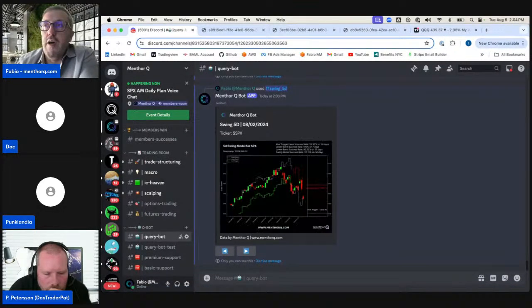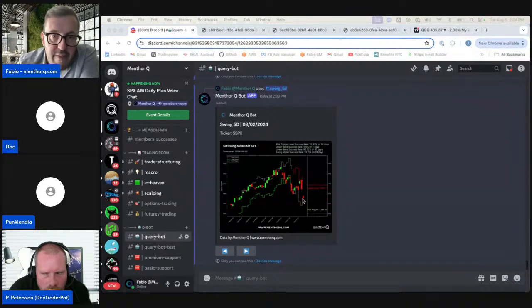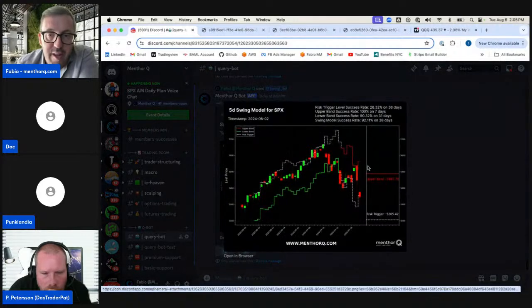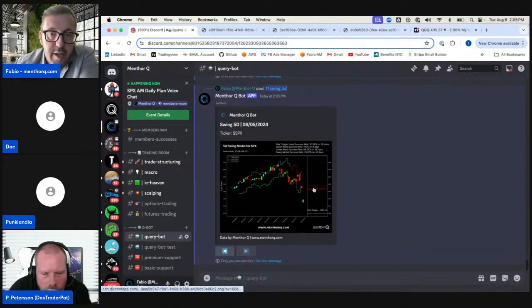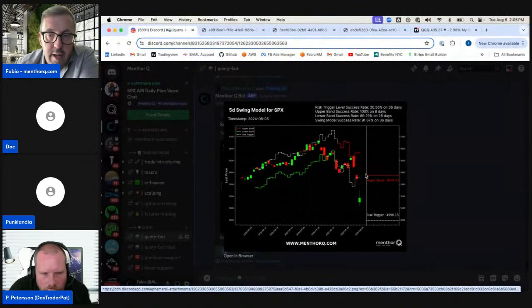So now we're seeing a bearish bias there. We are also looking at the 2nd of August here, and we see the same story. We're still in a bearish bias, and then we can move to the 3rd, and we see that the risk trigger moved down all the way below 5,000.